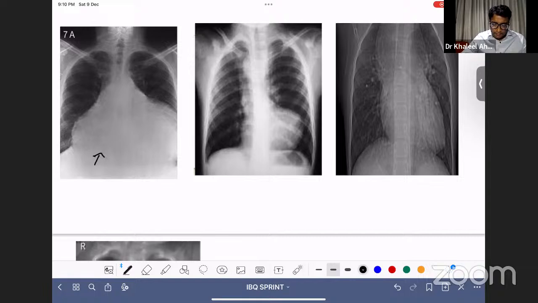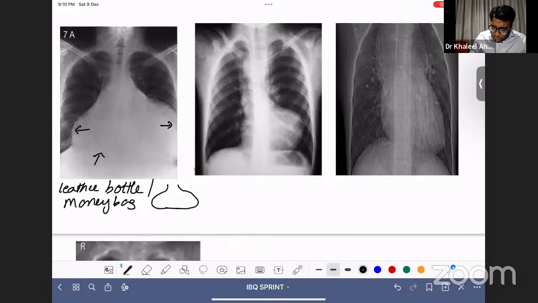Waiting for your answers. I hope you can see the cardiac silhouette is increased on both sides. It is not just increased on one side, it is increased on both sides. So such appearance is called leather bottle or money bag appearance. When you see the cardiac silhouette increased on both sides, on the right side and the left side also, this is not a chamber enlargement. This is pericardial effusion.